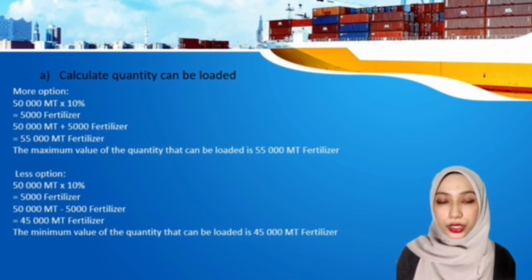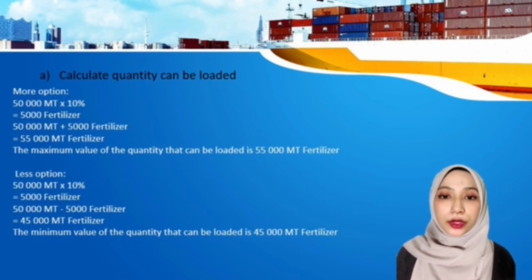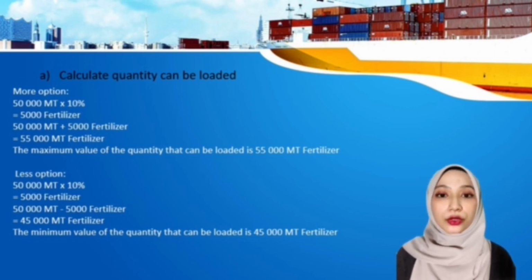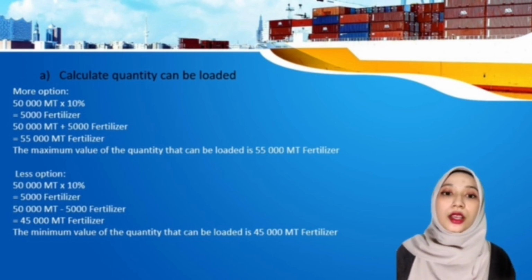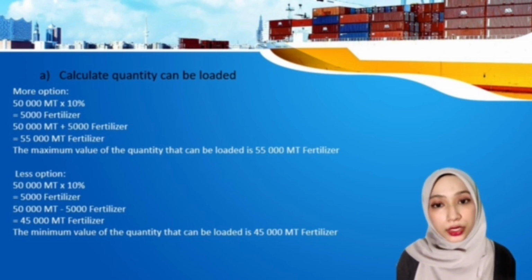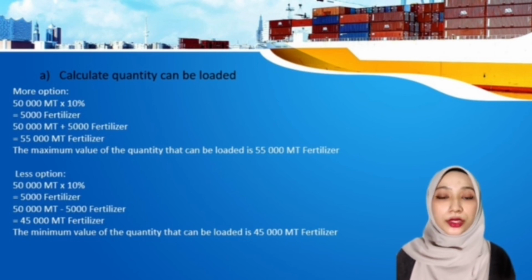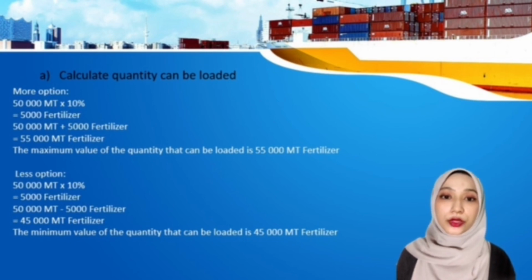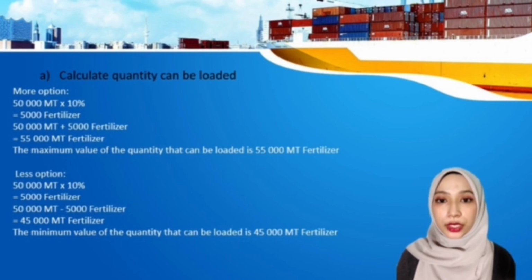For the last option, 50,000 MT multiplied by 10% equals 5,000 MT fertilizer, and 50,000 MT subtract 5,000 MT fertilizer equals 45,000 MT fertilizer. The minimum value of the quantity that can be loaded is 45,000 MT fertilizer.